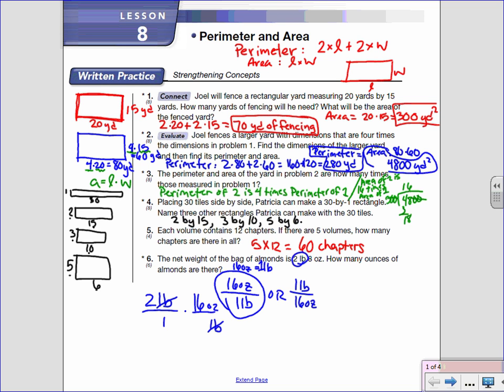16 ounces over 1 pound. Anything on the top I multiply by, so the 2 and the 16 are being multiplied. That gives me 32 ounces for the 2 pounds. On top of that, I have 8 ounces as well. So there are 40 ounces total in the bag.